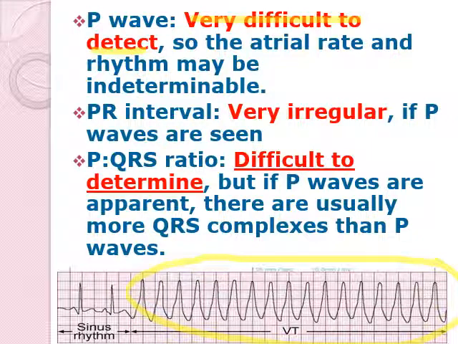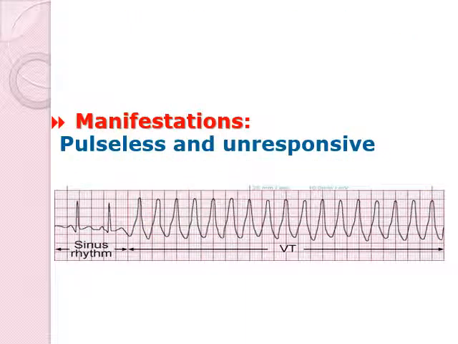And then the QRS to P or P to QRS ratio could not be determined because we do not have a P wave per se. Then, a manifestation common to this patient is to become pulseless and unresponsive, meaning the patient is already undergoing cardiopulmonary or cardiac arrest. Okay, so the patient is undergoing cardiac arrest because your VTAC could not sustain life.